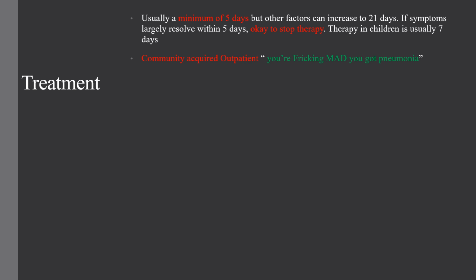So community acquired outpatient. This is a mnemonic I got from Cram the Pants YouTube channel. So it's you're freaking mad you got pneumonia, which is going to include our fluoroquinolones. And remember, because of the side effects of fluoroquinolones, you're only going to use this if other comorbidities are present, so patients a little bit moderate to high risk, but not severe enough that they need to be hospitalized. And then you got your macrolides. You'll probably run into azithromycin the most. And then you got your amoxicillin and your doxycycline.